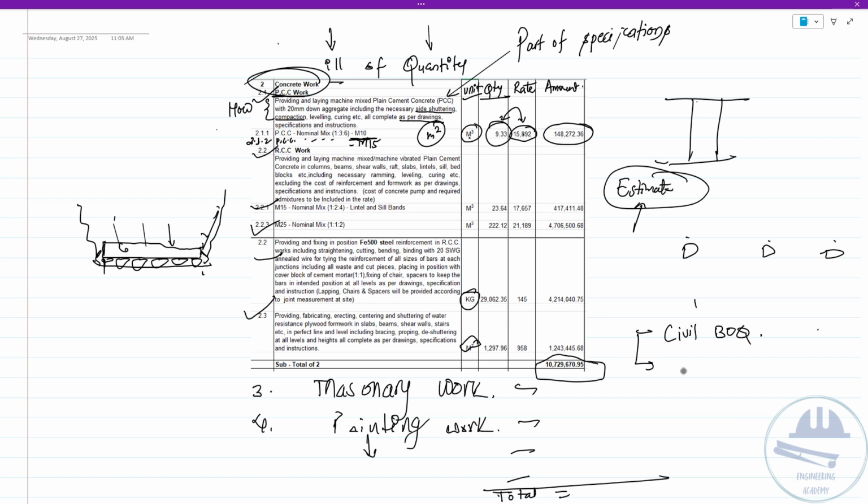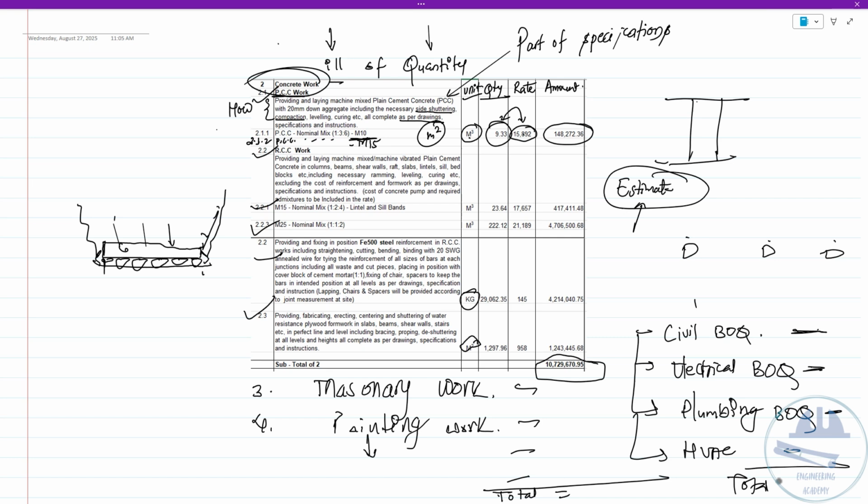Similarly, after that you have electrical BOQ, which lists all the electrical works. Then you have plumbing BOQ, and then you have AC BOQ, HVAC, heating, ventilation, and AC BOQ. And then you get the total cost from here, electrical works, plumbing works, BOQ, and then if you add, you get the final price, final cost of the construction of that particular project.